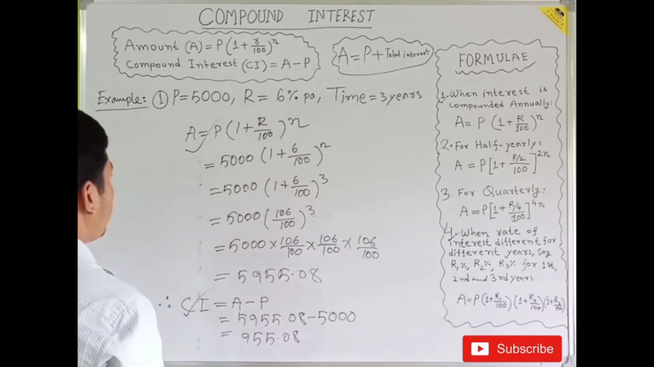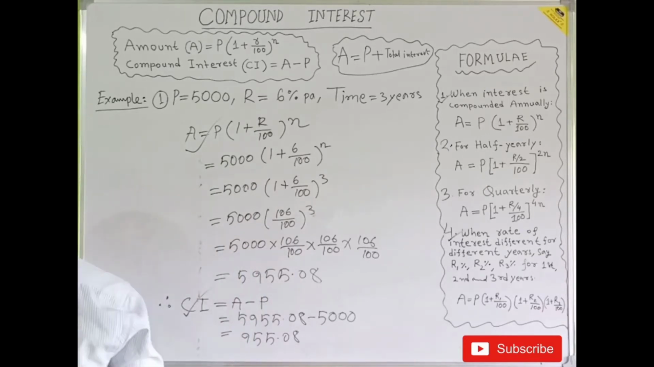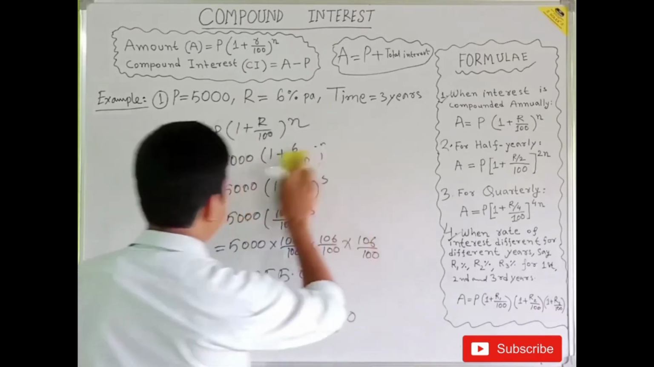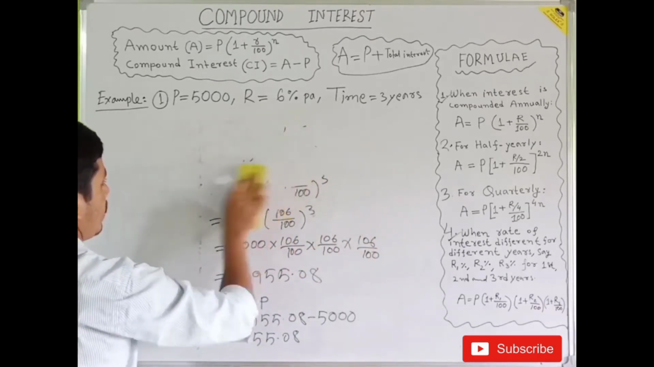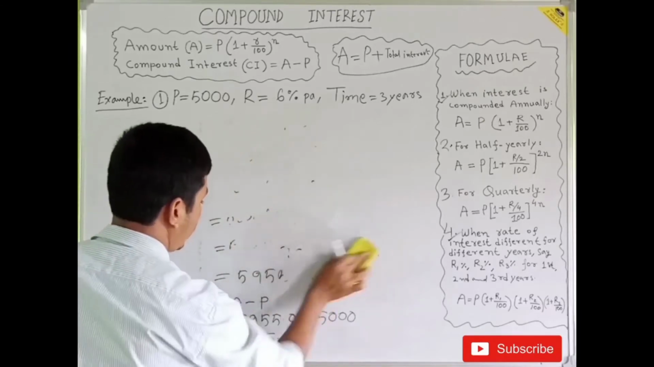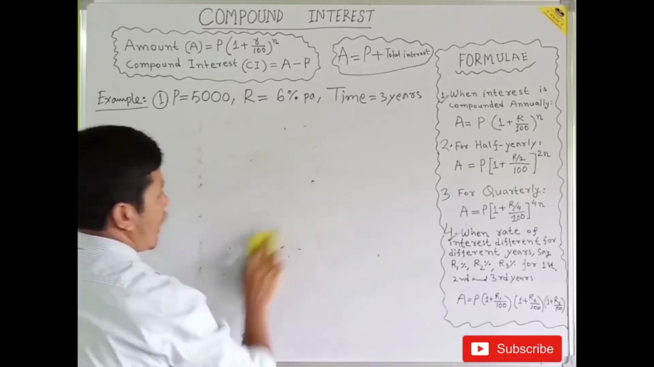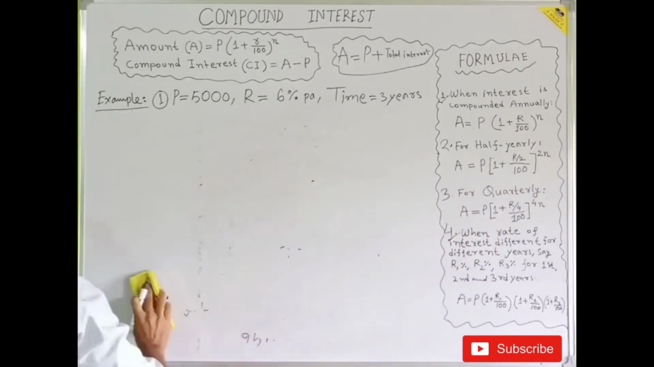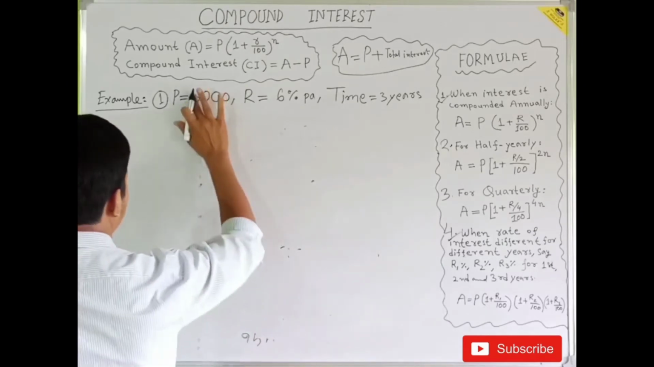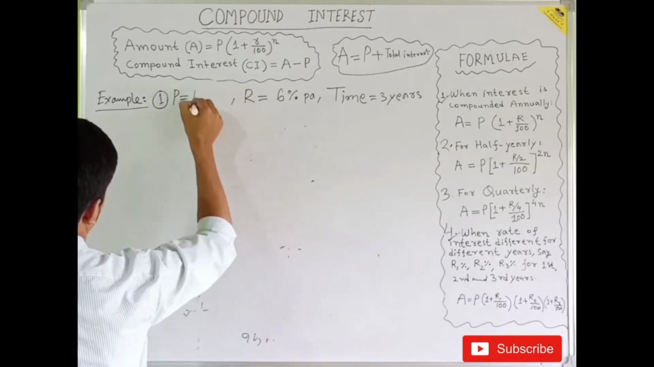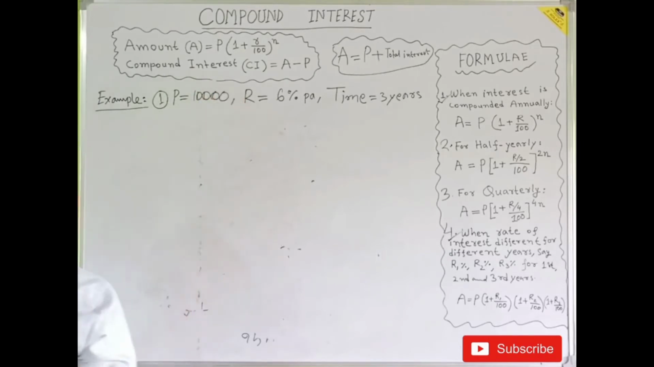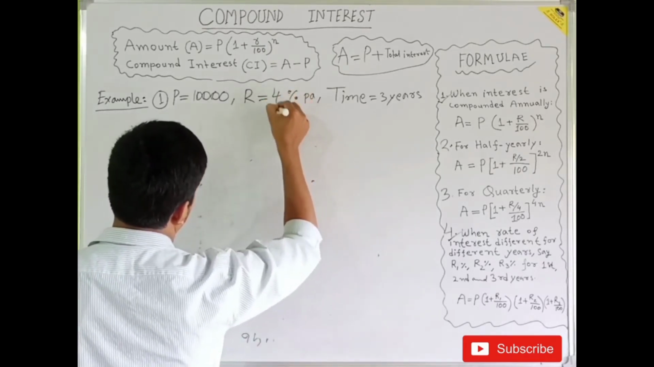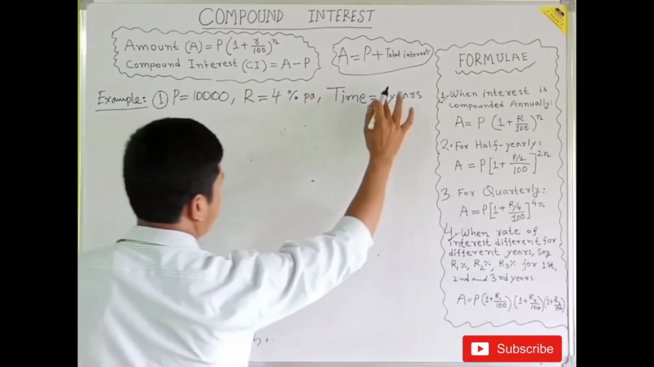Now we are going to calculate for half yearly. How do we calculate compound interest when the rate is given half yearly? Look, for half yearly calculation, suppose principal is given 10,000, rate of interest 4% per annum, and time 2 years.